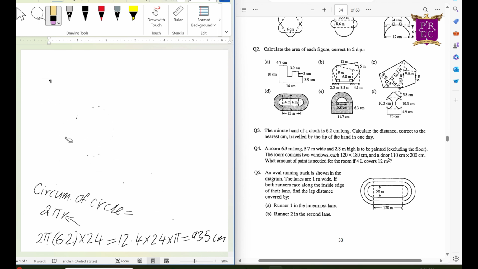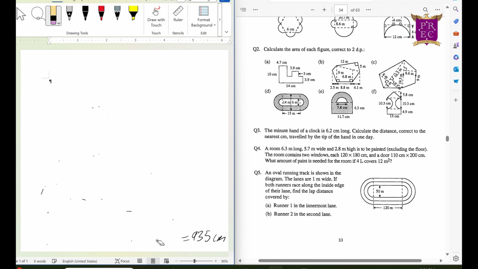Question number 4. A room is 6.3 meters long, 5.7 meters wide, and 2.8 meters high, to be painted, excluding the floor. So they're painting every single surface of the room except for the floor. This includes the ceiling as well. And the room contains 2 windows measuring 120 by 180 centimeters and a door measuring 110 centimeters by 200 centimeters. So the paint wouldn't obviously go on the door or the windows.